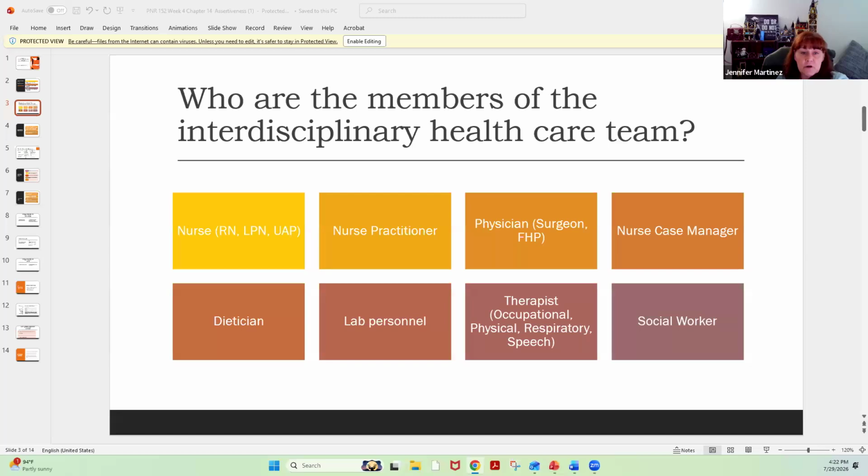And then we have social workers. Other things, like in long-term care, the activities director may be part of the interdisciplinary care team as well, right? Because we know, doesn't matter how old we are, socialization is very important. We don't want people just laying in bed watching TV all day. So activities may be part of this.